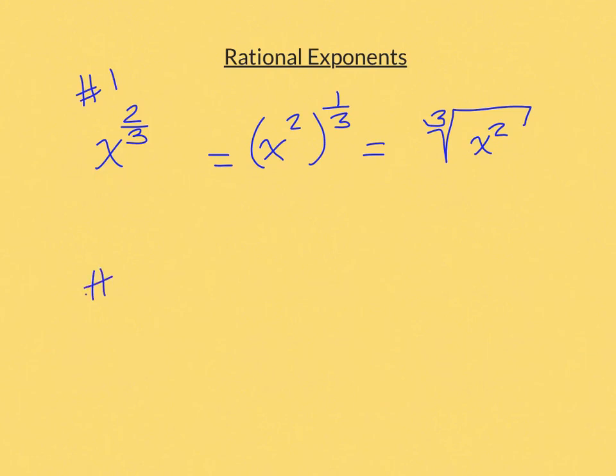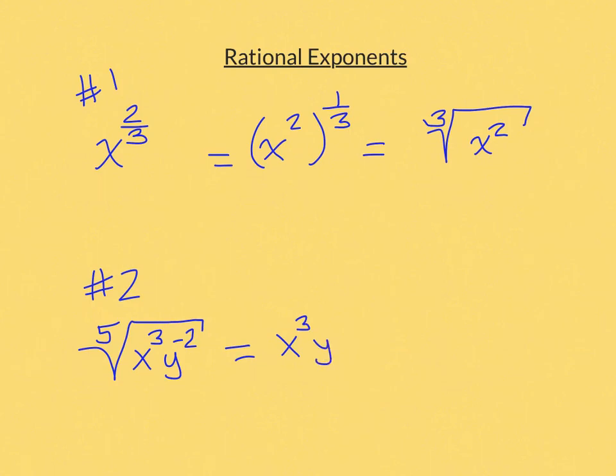All right, so that's example number 1. If I said rewrite this radical in exponent form, maybe I'm just making up problems here, maybe 5th root of x to the 3rd, y to the -2. Let's throw some negative exponents in here. That is x cubed y to the -2 to the power of 1/5. That is power on power, multiply those powers, x to the 3/5, y to the -2/5.